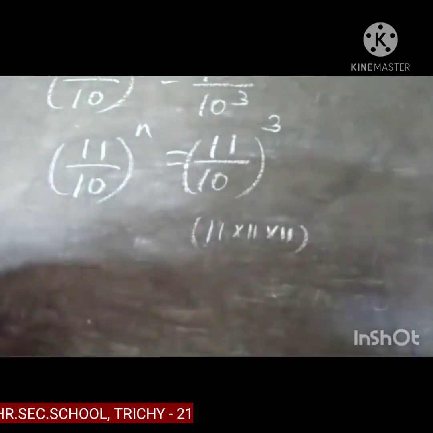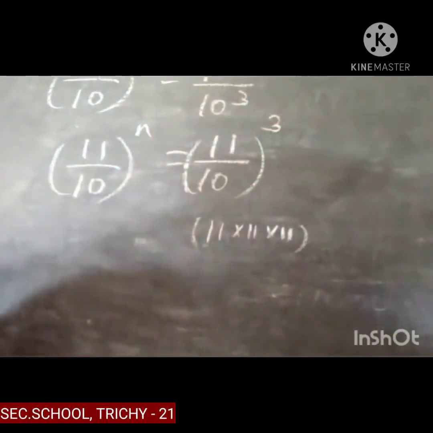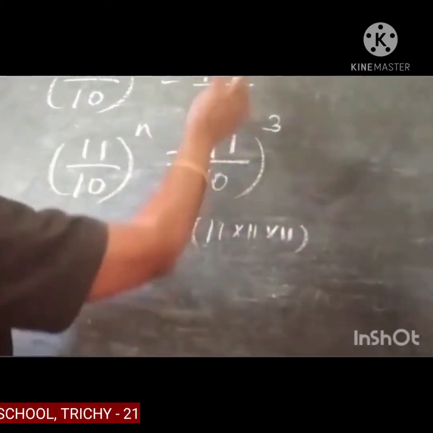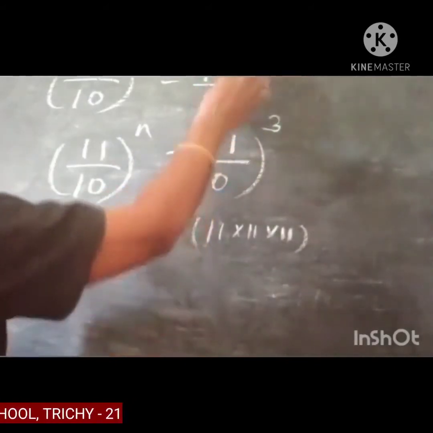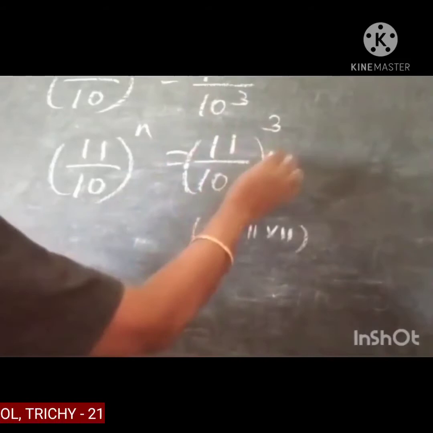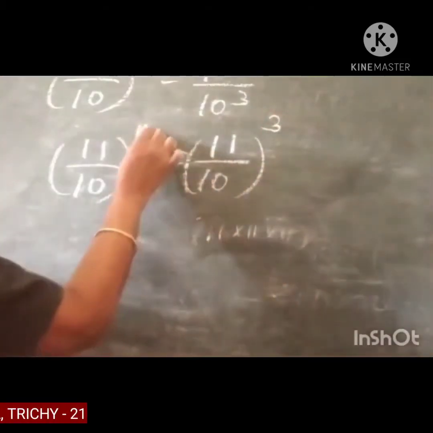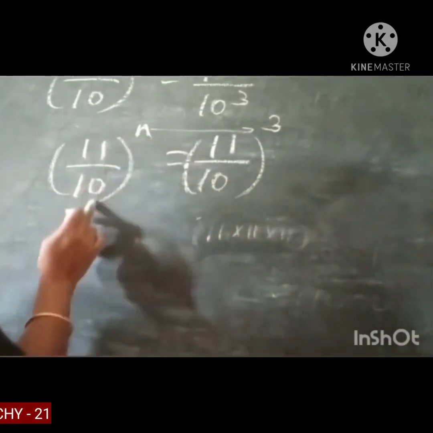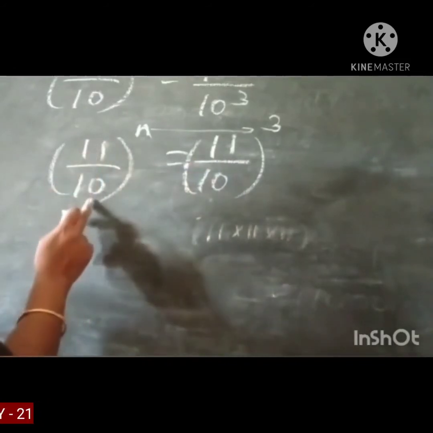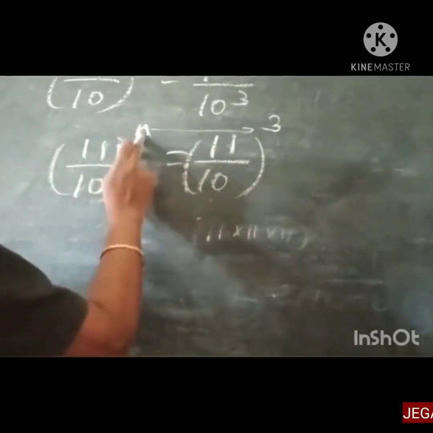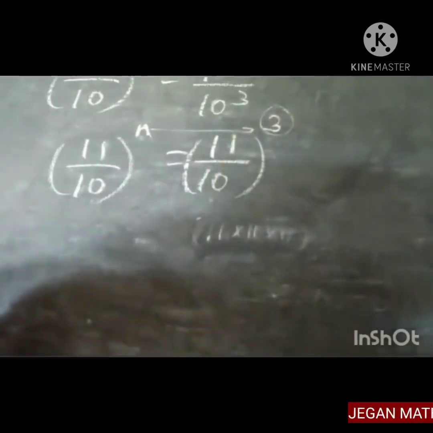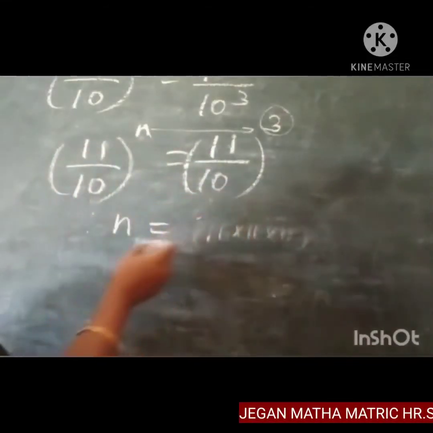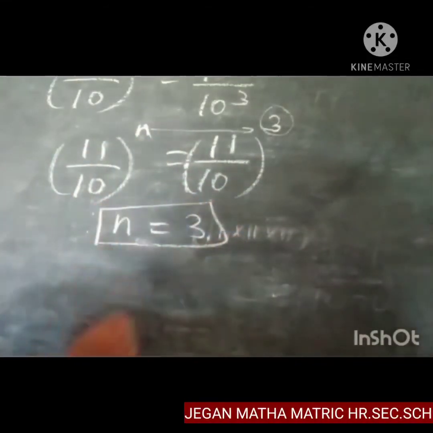Both are cube values only, so put it as 11 by 10, the whole cube. Now n equal to... equate the two sides, left hand side and right hand side. The base is the same, 11 by 10 and 11 by 10. The power here is n, and on the other side the value is 3. Therefore, equating the two sides, n equal to 3. That is the number of years.